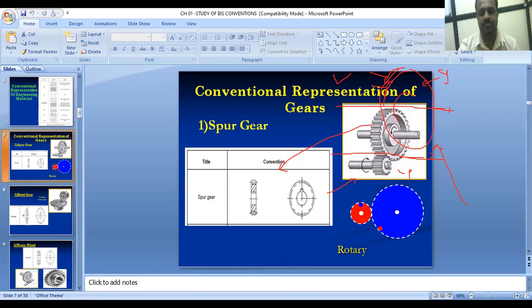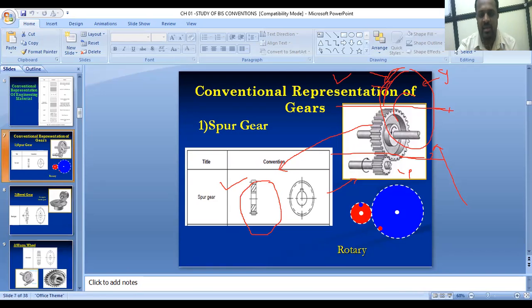Okay, simple. So see, in convention this is the conventional representation for the spur gear. And how do we have to read this convention? Simple. This darker line you are observing is nothing but the topmost portion of your gear.